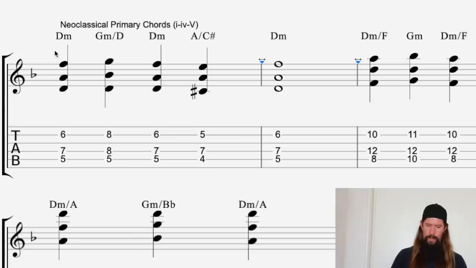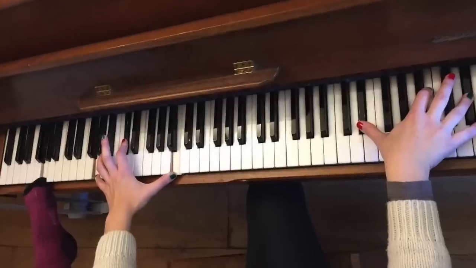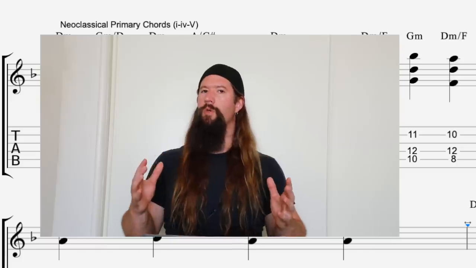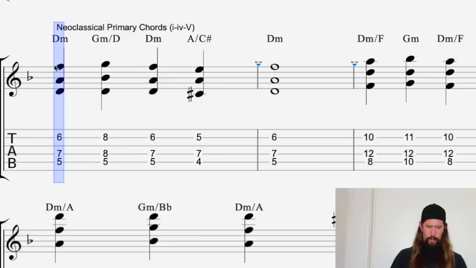Next, let's check out the neoclassical primary chords. So the primary chords in D harmonic minor are 1, 4, and 5, or D minor, G minor, and then A major. Now I'm voicing these chords in like a stretched out piano style, using inversions to create smooth voice leading. So here's sequence number 1 with the primary chords.